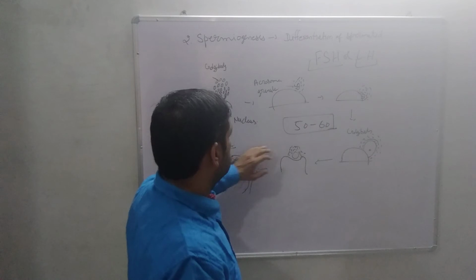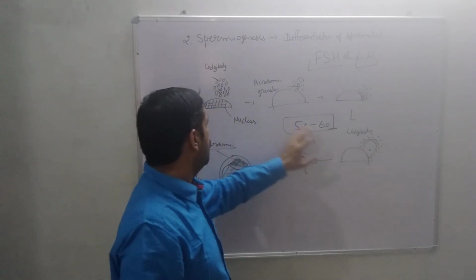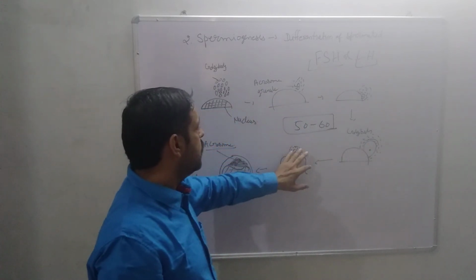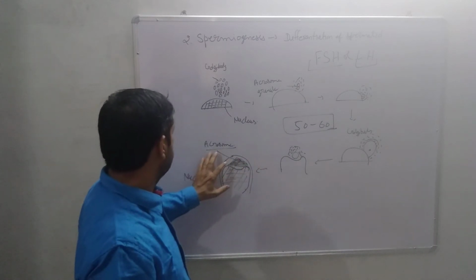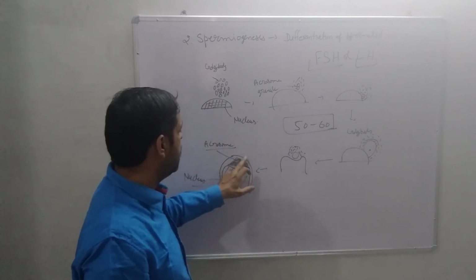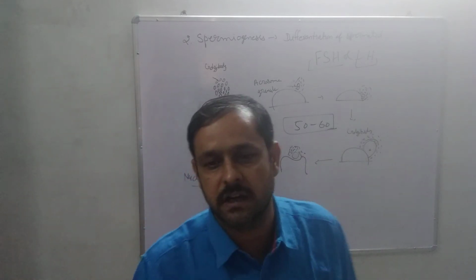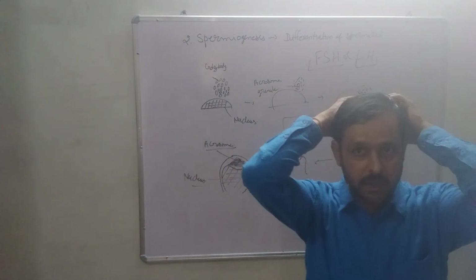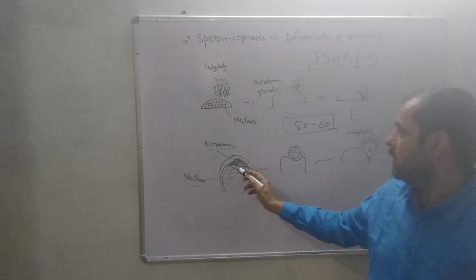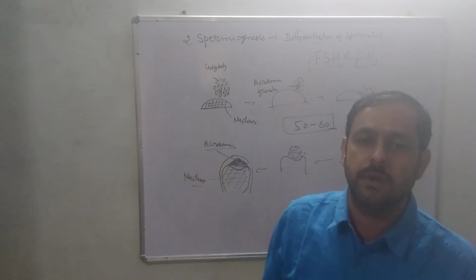So here this Golgi body or acrosome granule covers the whole nucleus, and the membrane of the vacuoles is covered by another membrane on it. So a cape-like structure is formed around the nucleus.